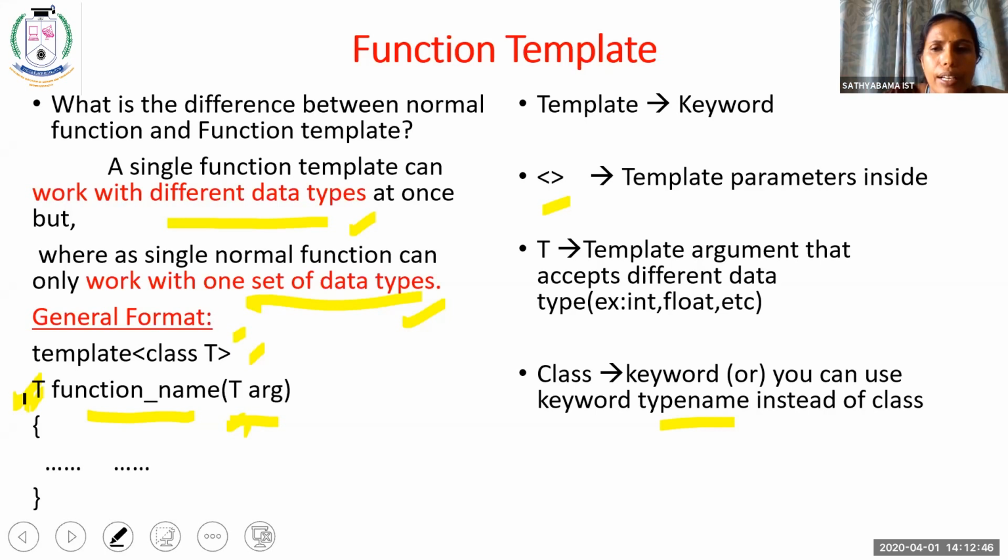So here I have explained the syntax. Template is a keyword, and inside this symbol you specify the template parameter. Here T is a template argument that will accept either integer or float, etc. That means it is a generic data type. That is what we give as T. Similarly, coming to class, class is a keyword, or instead of class you can use typename also. This typename you may sometimes use in programs as well.